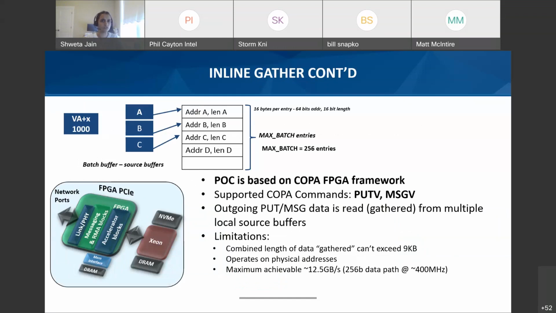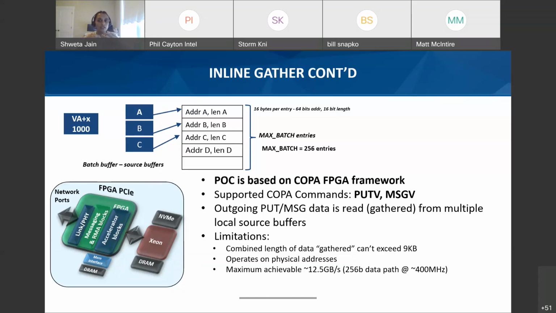These are some further microarchitecture details, the nitty-gritties of how inline gather is supported in the COPA architecture. The supported commands for performing a gather operation in COPA are put tree and message tree. They are pretty similar to the RDMA reliable put and message commands, and you can essentially think of them as the same with an additional capability of a gather operation that happens under the hood.